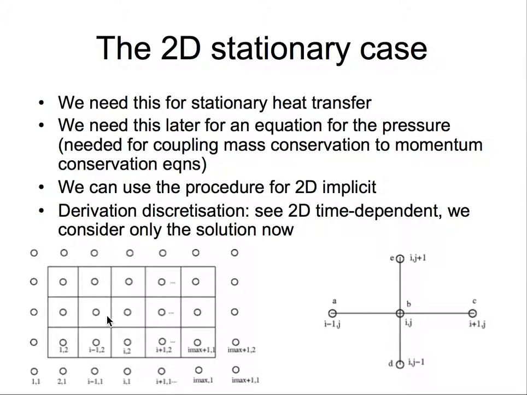We have to prescribe temperatures along lines, bottom line, top line, left line, right line, rather than at 2 points. Each temperature point ij has 4 neighbors instead of 2. It has a left neighbor, right neighbor, bottom neighbor, and top neighbor. Left neighbor i minus 1 j, right neighbor i plus 1 j, bottom neighbor i j minus 1, top neighbor i j plus 1.